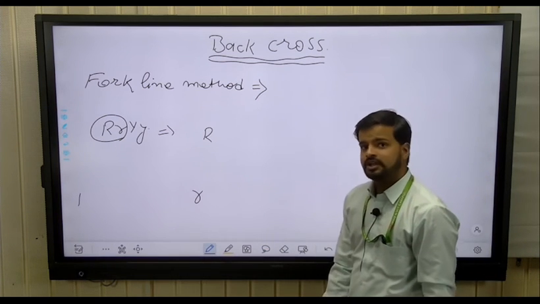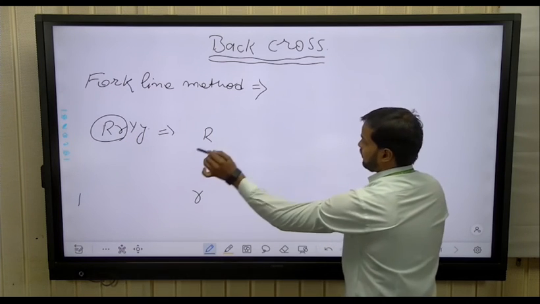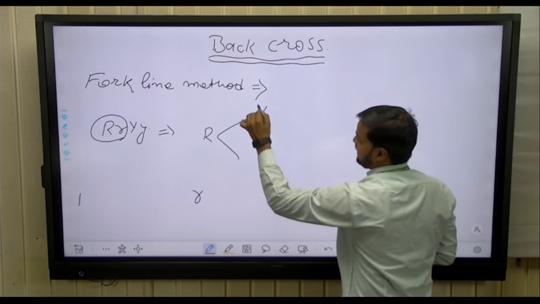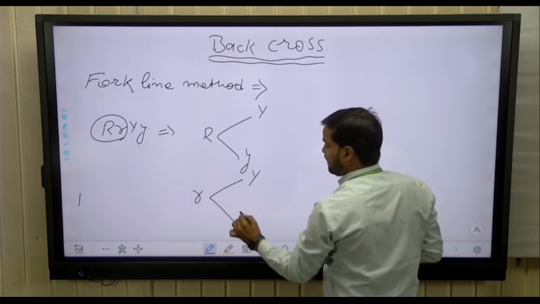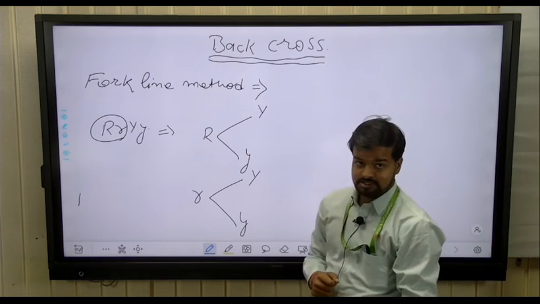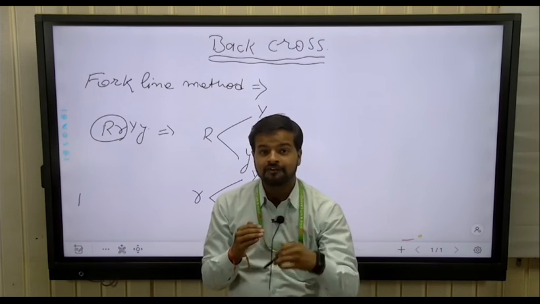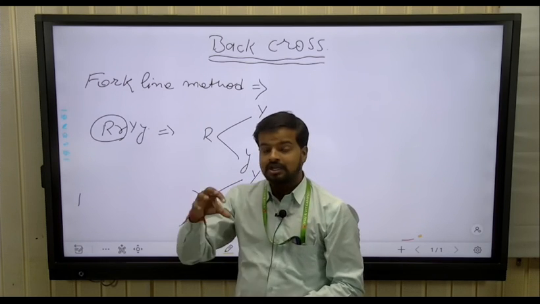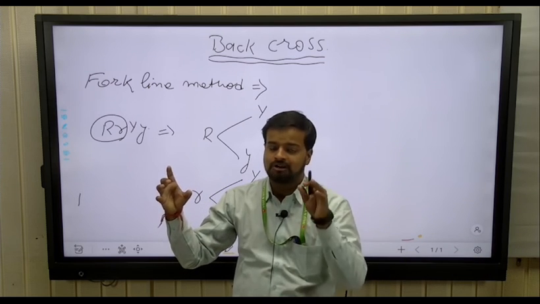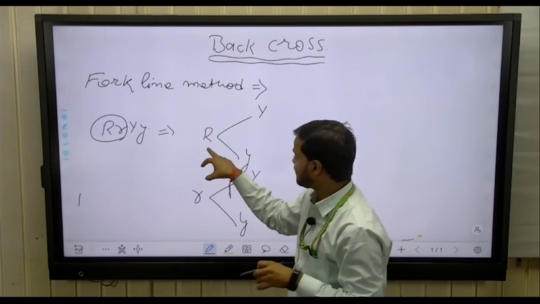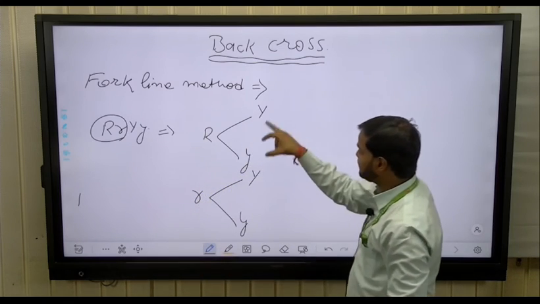After that what do we do? We do this cross like that, capital Y, small y, capital Y, small y. That means when we select one pair as the main pair, after the selection of this pair, another pair crosses with this main pair. Remember this point, after the selection of the main pair, that is capital R and small r, another pair is crossed with this main pair like that.